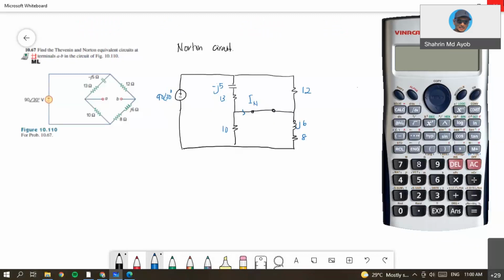So I think we continue our discussion on the Norton circuit for this circuit. Okay. May I ask you whether maybe you have done this? Calculate the Norton current IN and also RN.